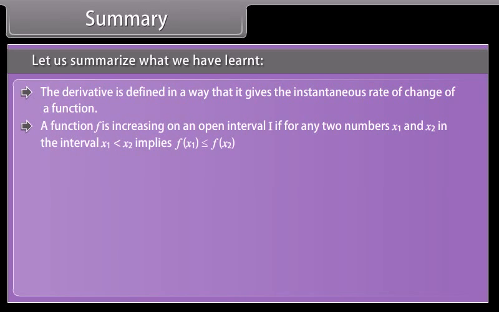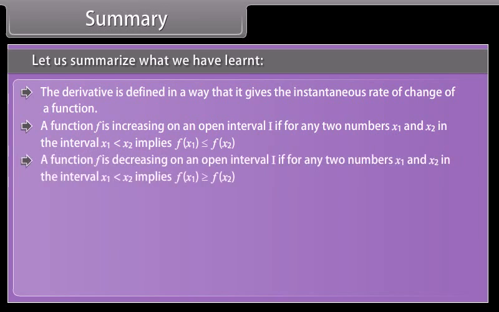A function f is increasing on an open interval I if for any two numbers x1 and x2 in the interval, x1 < x2 implies f(x1) ≤ f(x2). A function f is decreasing on an open interval I if for any two numbers x1 and x2 in the interval, x1 < x2 implies f(x1) ≥ f(x2).